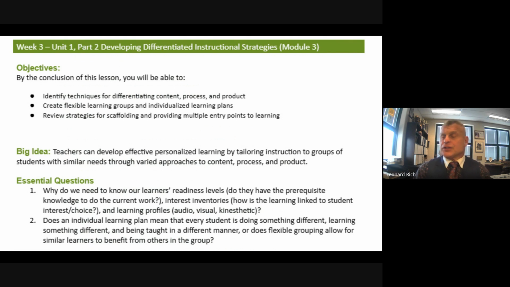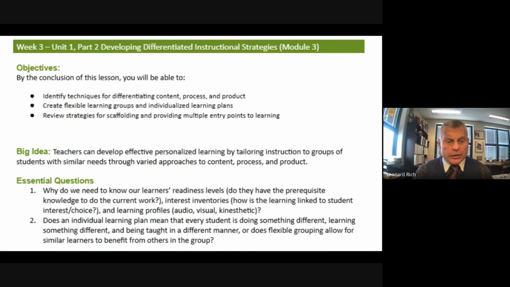Big idea. So what is going to be the overarching thought as we progress through this? Teachers can develop effective, personalized learning by tailoring instruction to groups of students with similar needs through varied approaches to content, process, and product. Essential questions. So when we address these essential questions, that should lead us to an understanding or greater depth of knowledge relative to the big idea.